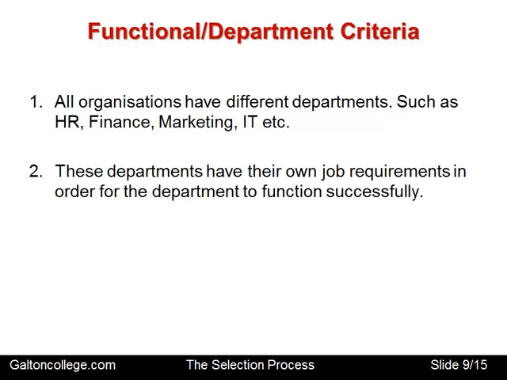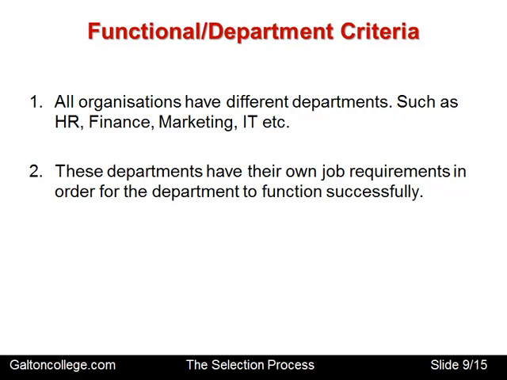So they have their own job requirements in order for the department to function successfully. They're going to be measured by their efficiency and by their ability to meet the performance requirements set by the broader organization. And they are also, in a sense, a cog in the wheel. They must carry on to make their contribution because other departments will be, to some extent, depending on them. Therefore, the person coming in must fit in with this culture and must fit in with the requirements of that department.